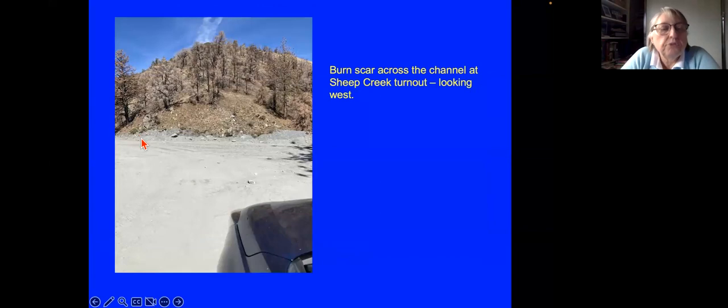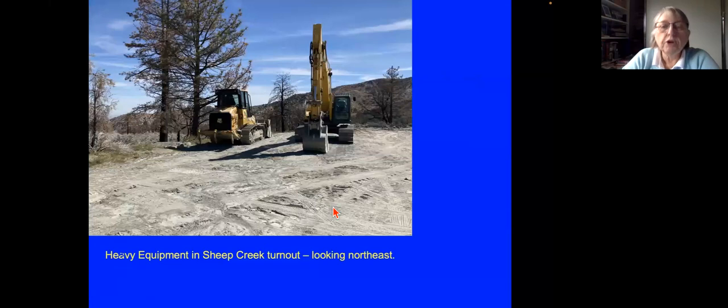What I want you to notice is this piled up dirt. And if you walk up to this, this is one side of the levee system. That's the other side of the levee system up against the hill where you have all the burned vegetation. And they're actively clearing this out now. And this is heavy equipment in the same turnout I'm parked in.